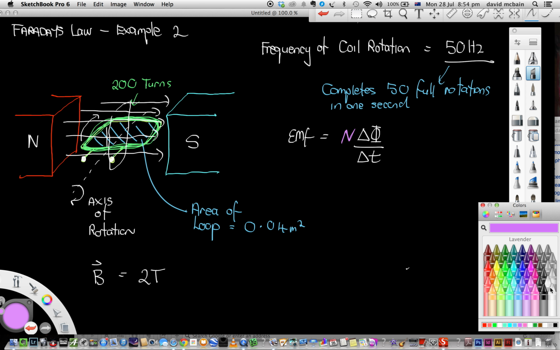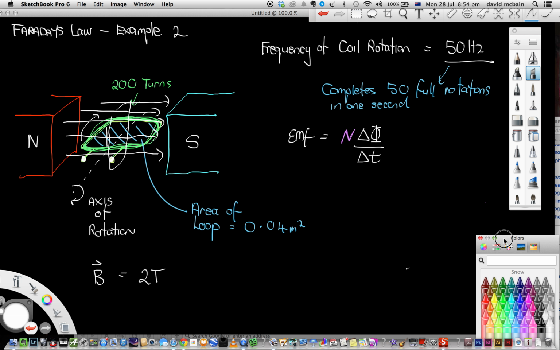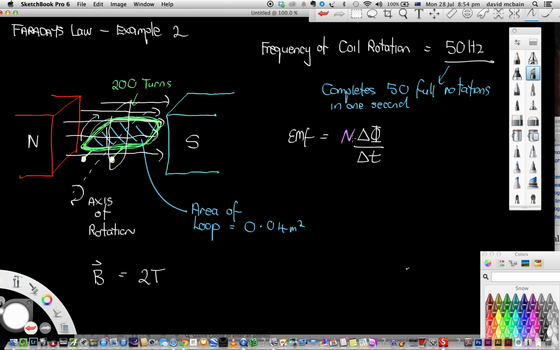And so what we will get is this will actually increase the amount of voltage we're actually generating. So that's why generators have hundreds or thousands of coils on them, not one, because it actually increases the EMF or the voltage being produced. So let's go ahead and work this out.